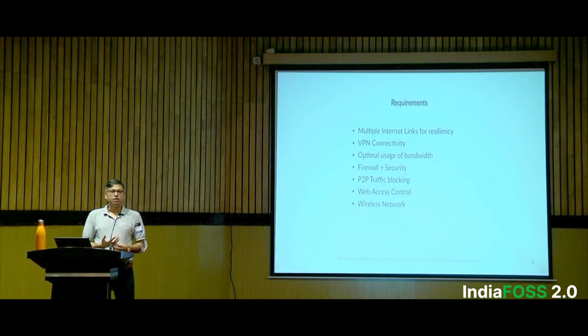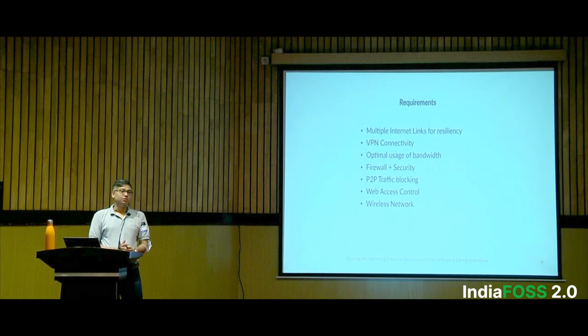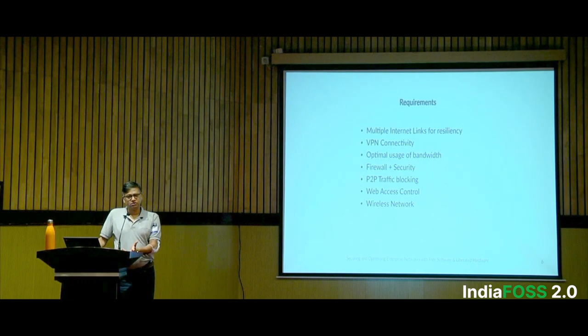The requirements that we received from the prospects were primarily related to multiple internet links for resiliency. They wanted to connect all their dispersed locations using VPNs. They also wanted to optimize the utilization of bandwidth so that their business critical applications do not suffer if some user, say, starts watching videos or downloading torrents. They in fact want to block P2P traffic. Web access control, every enterprise requires that. And almost all of them faced issues with wireless networks.